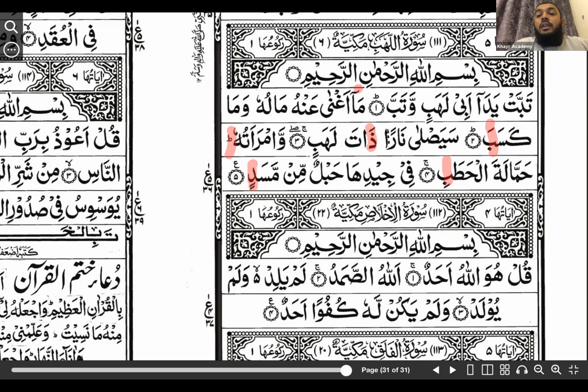Okay, mashallah. Before everything, this was good. Fi jidiha hablum. When you joined both of the has, you said the first one strong and the second one soft. That's good. But on ma aghna, you didn't make it long, three seconds. You did make it long for one second, but you should try to make it a bit longer.